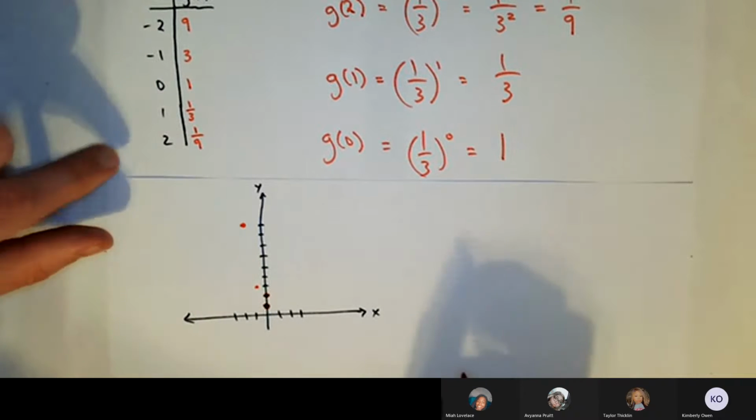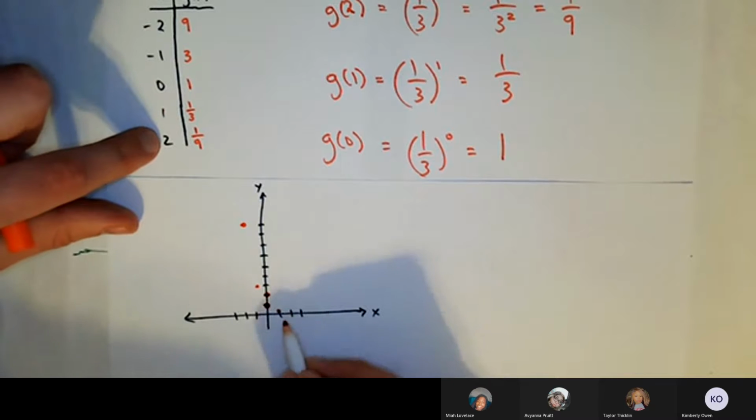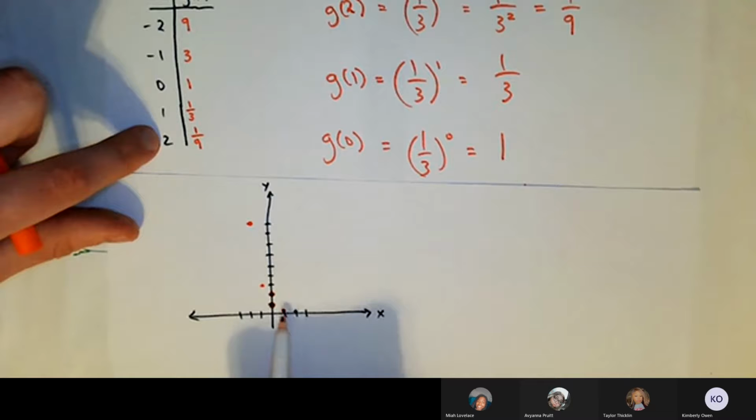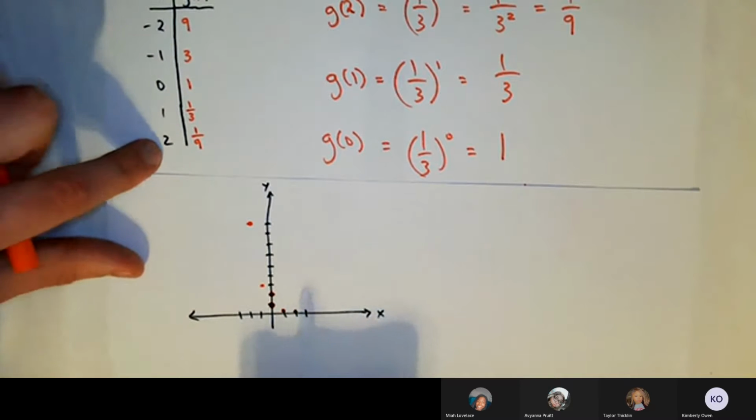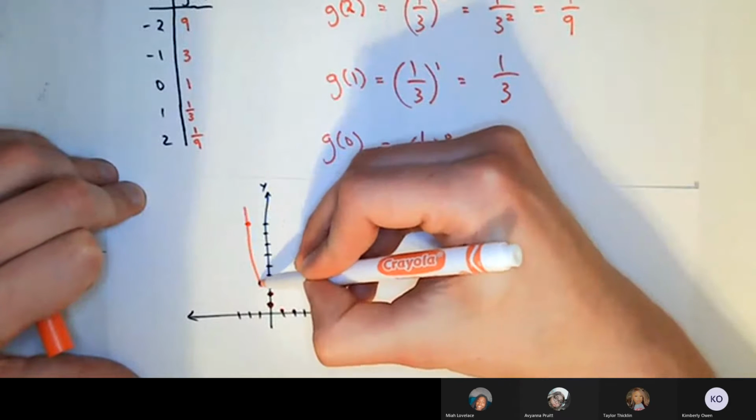And then we go through 1, 1/3. So at an x value of 1, I'm at 1/3, roughly there. And then at an x value of 2, I'm at 1/9. So again, it's getting tough to graph those values that are getting very small. So I'm going like this.